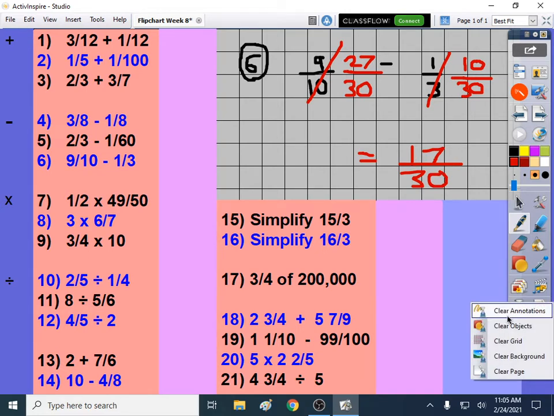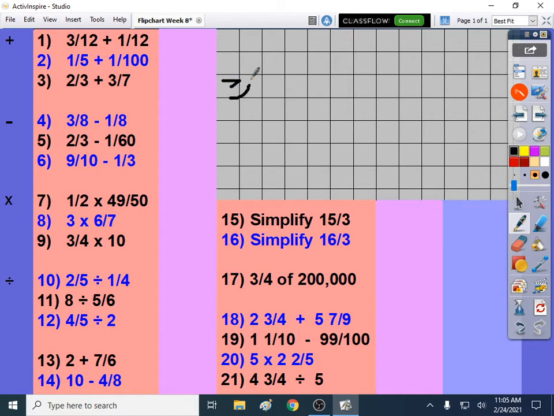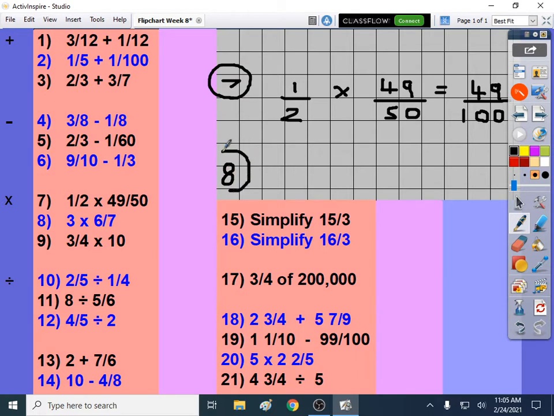Question 7. Half times 49/50ths. So it looks a bit difficult, but times is not really that difficult, is it? 1 times 49, that's okay, that's just 49. And 2 times 50 is 100, so denominator 100. So 49/100ths. Can't see that you can simplify that at all. So we're done, and question 8.